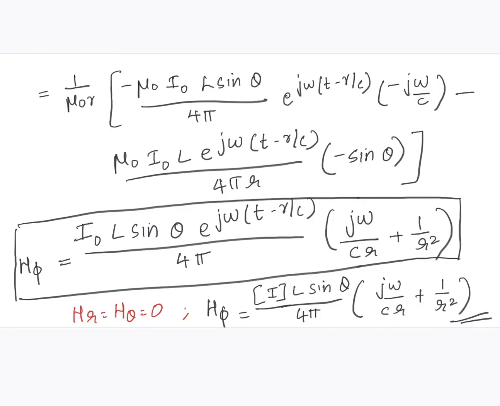So the magnetic field is only in the phi direction. In the r and theta direction we have only electric field. Usually electric and magnetic fields will be perpendicular to each other. So also if you represent this in terms of retarded current, we can write it in terms of I, where I is equal to I0 e^(jω(t − r/c)). So this will be the final equation.